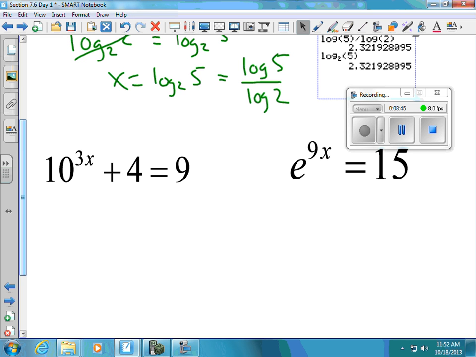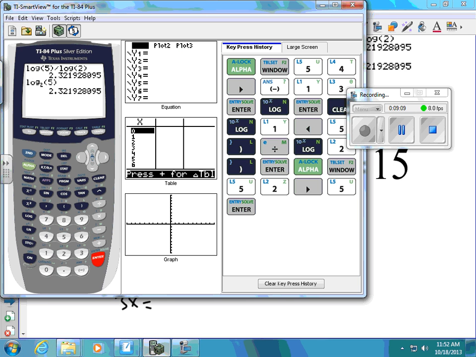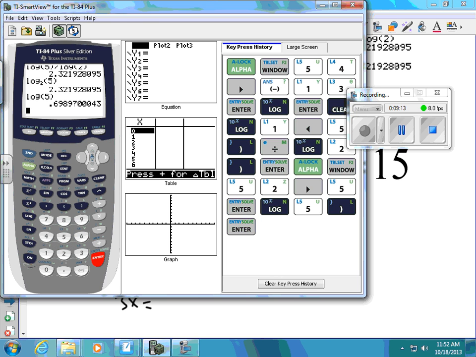We have the log base 10, a natural log. So you solve this one, subtract 4 from both sides. I get 10 to the 3x equals 5. What's the base? The base is 10. So I take log base 10 of both sides. Cancels out. I get 3x equals the log base 10 of 5, which is a button on every scientific calculator. And I get 0.69 or 0.7.